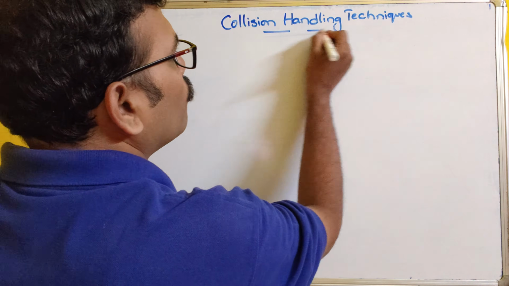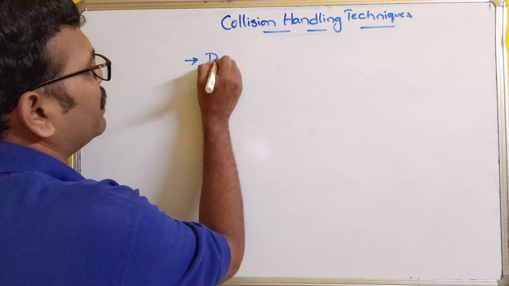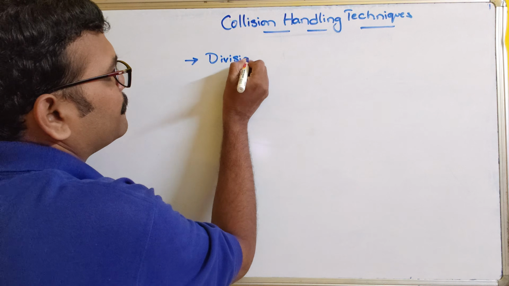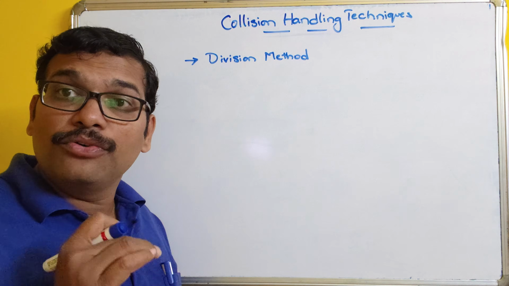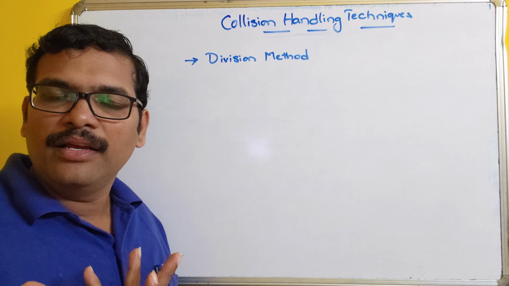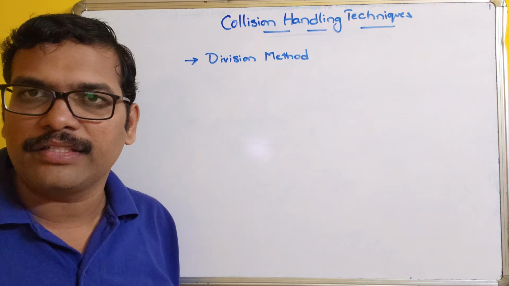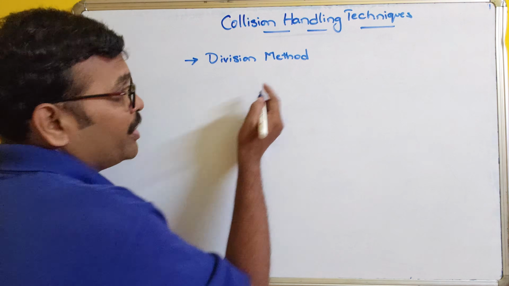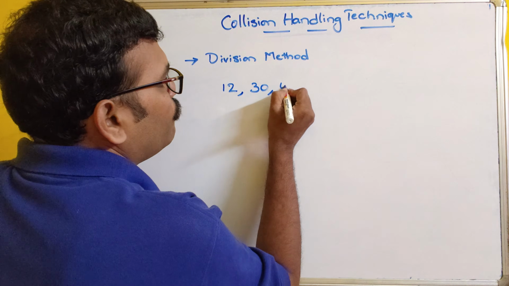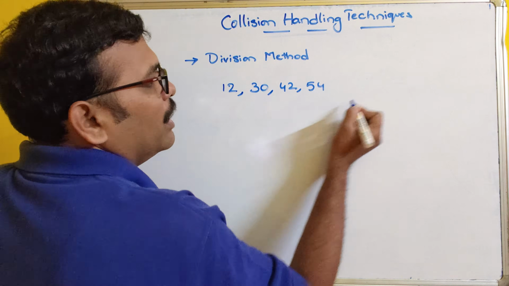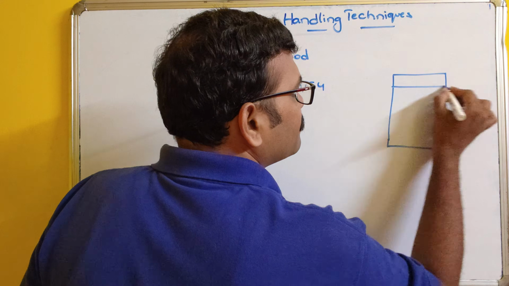So once again, we will recall what exactly the collision means. I'll take the first method, that is the division method. Mainly this hashing is used to improve the efficiency to store or retrieve the data from the memory, right? So that we have seen in our introduction session. In the division method, let us take some elements like 12, 30, 42 and 54, and there will be a hash table with different indexes.